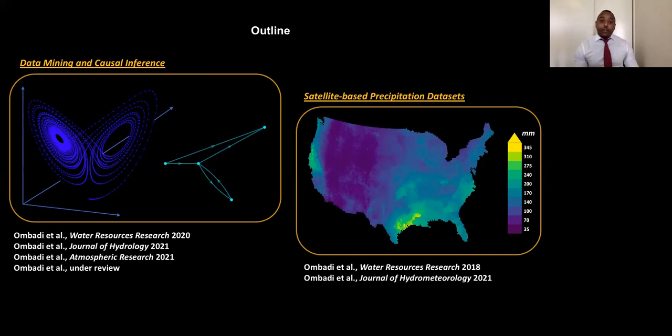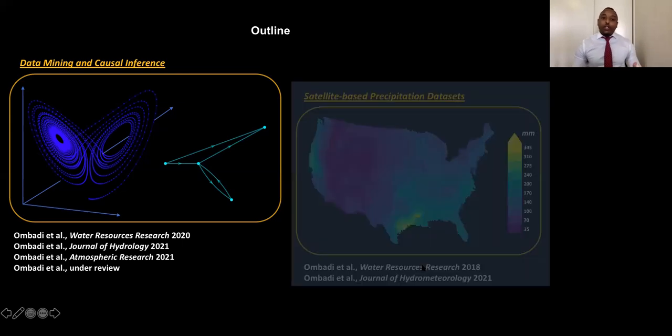5 of them have already been published and 1 is currently under revision. And although these two themes might seem to be independent, there is actually a common thread. So oftentimes a tool or a software that has been developed in one study has helped in another. So with that in mind, I would like to launch the first part of the presentation talking about data mining and causal inference.